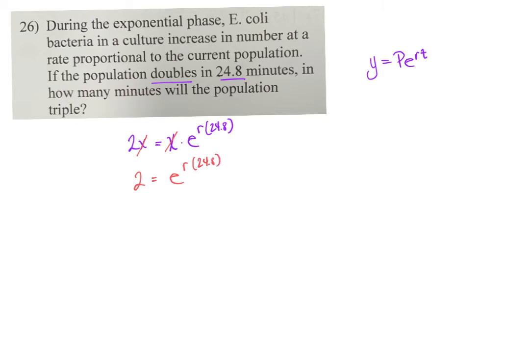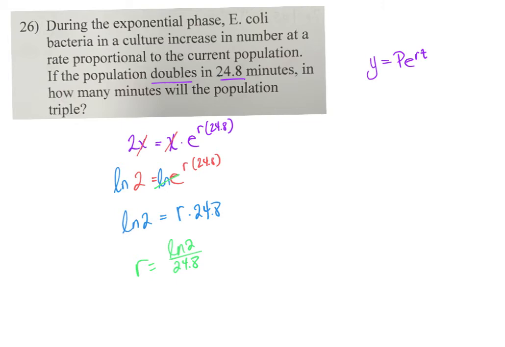And then to solve this, I'm going to take the natural log of both sides. On the left-hand side, obviously, I just have ln of 2. On the right-hand side, these cancel. And so I just have r times 24.8. And so my r ends up being ln of 2 divided by 24.8.